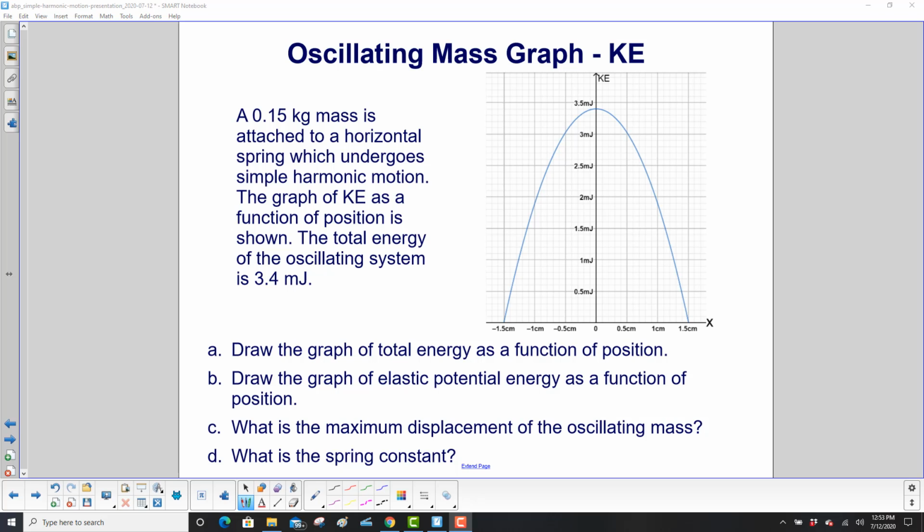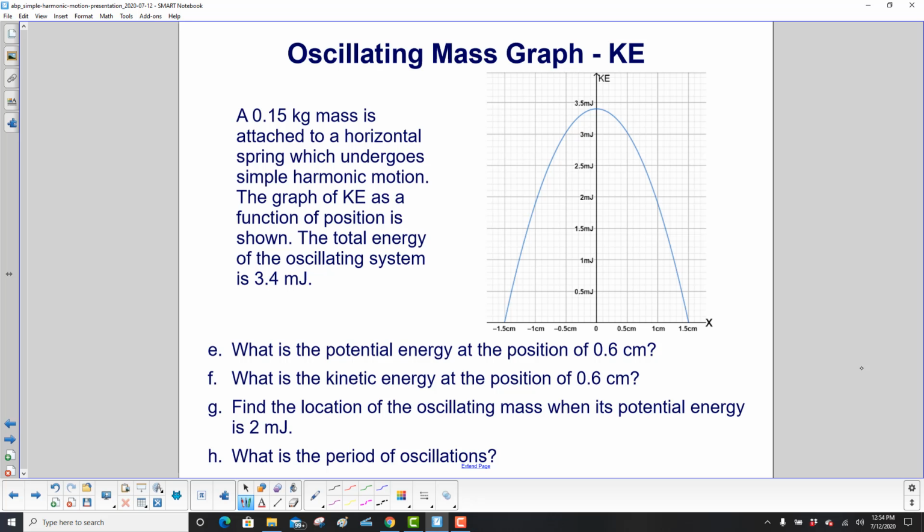A 0.15 kilogram mass is attached to a horizontal spring, simple harmonic motion, and we have a plot of the kinetic energy versus position. The total energy of the oscillating system is 3.4 millijoules. Draw the graph of total energy, draw the graph of elastic potential energy. What is the maximum displacement of the oscillating mass, and what is the spring constant?